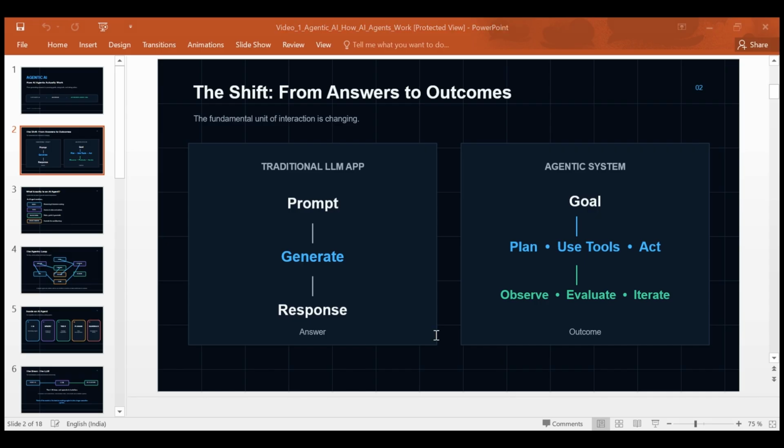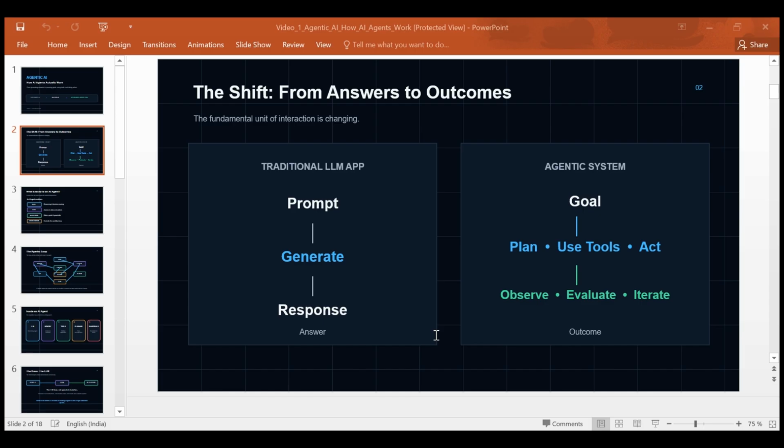So the shift from answers to outcomes. For years, our interaction with software has been fundamentally deterministic. We tell the system what to do, and the system follows a predefined path. Generative AI changed that interaction. We can now describe what we want in natural language, and a model can generate an answer.